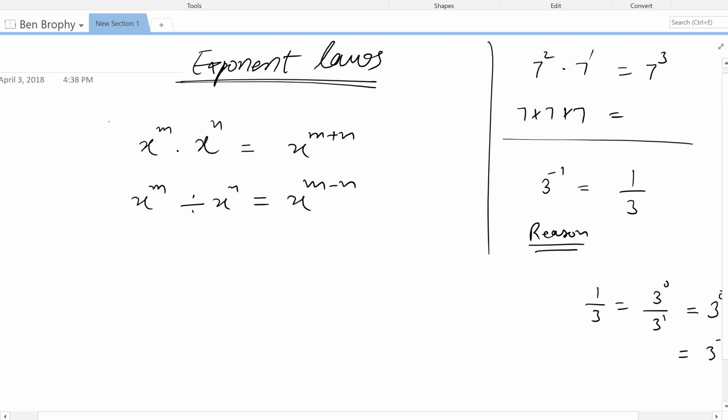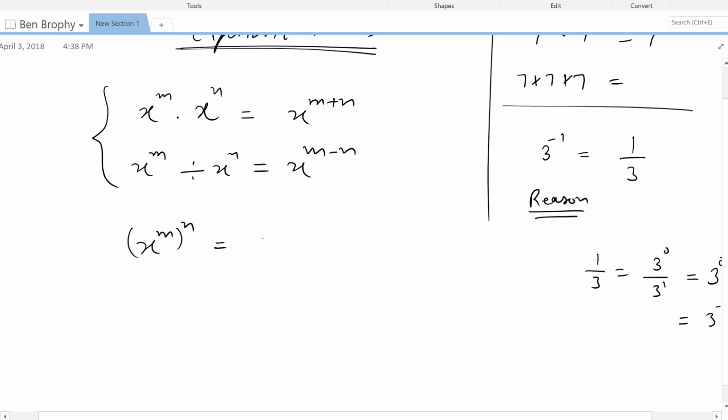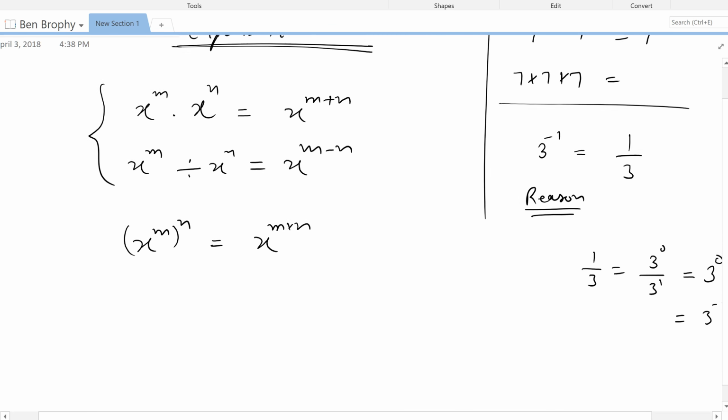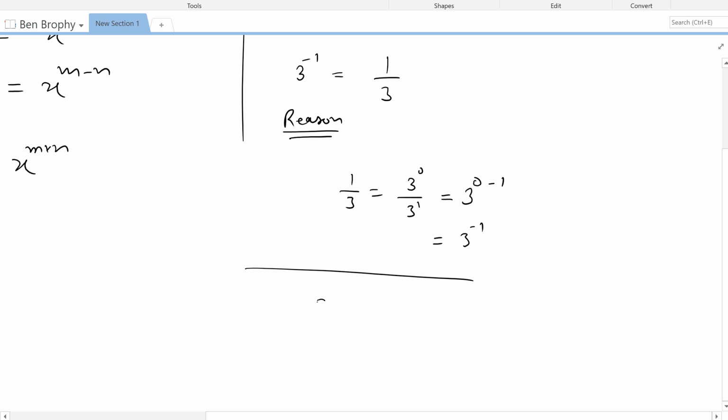Now, those are two properties that we will be using in future, and they're pretty straightforward. And then if you have some number x powered by some power m, and in brackets another power, in that case you multiply the powers. We can take one example: 2 powered by 3, powered by 2. It's going to be 2 to the power of 6.